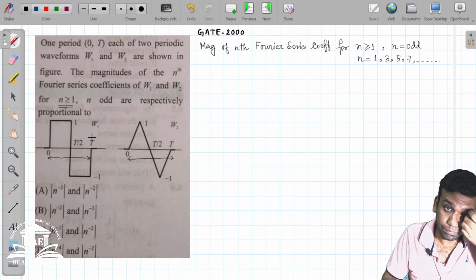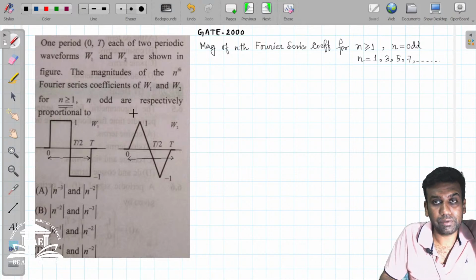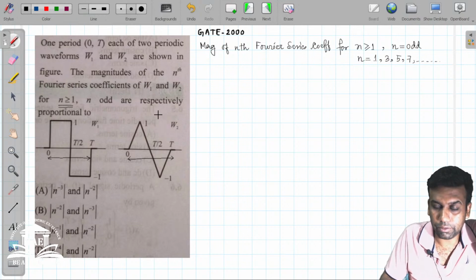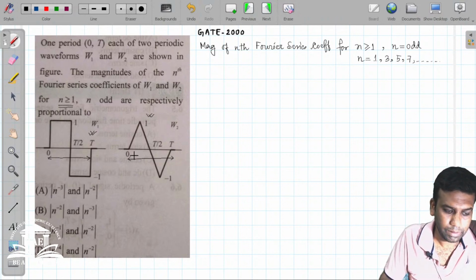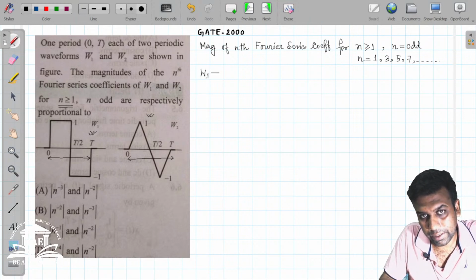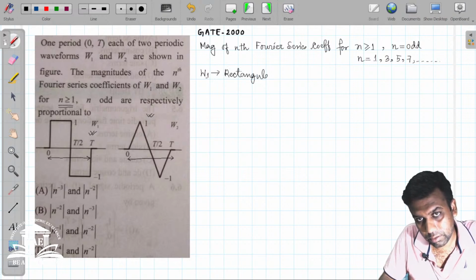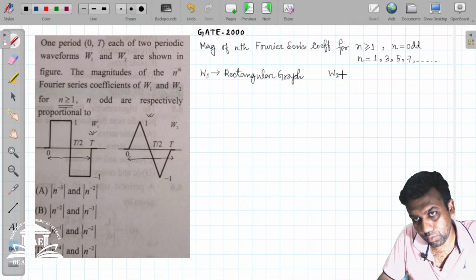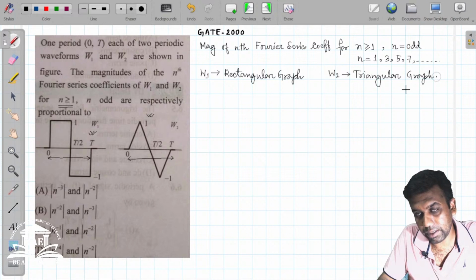So now what we need to do? The magnitude of the nth coefficient. So we have to find the magnitude of the nth coefficient for these two graphs in the Fourier series. And we also know the most important thing, that the first graph W1 is a rectangular graph. And the second graph W2 will be a triangular graph. It is a triangular graph, you can see from the graph.